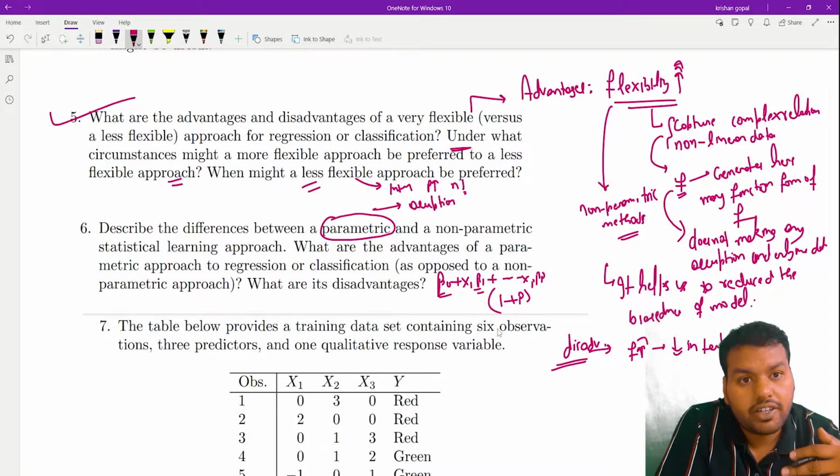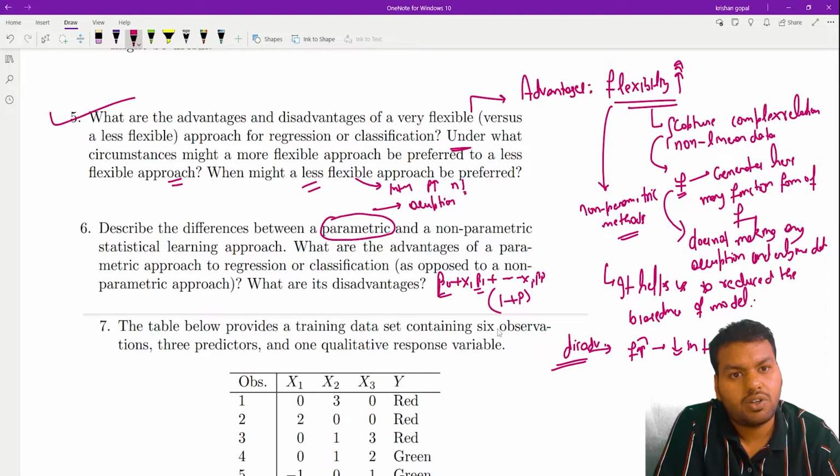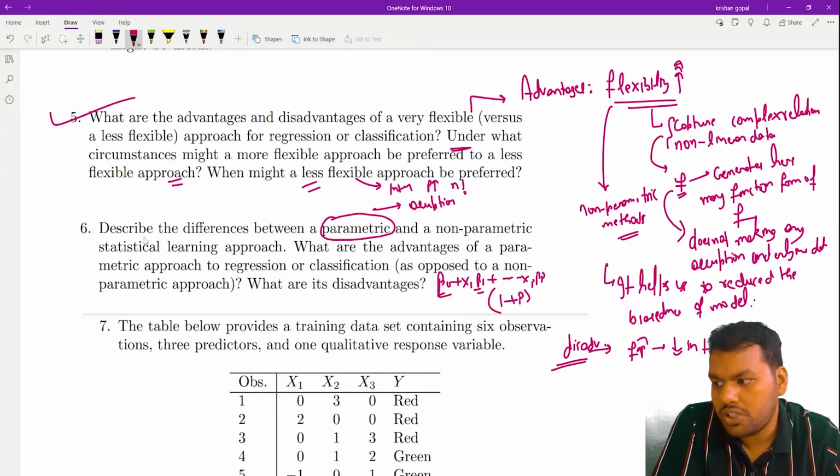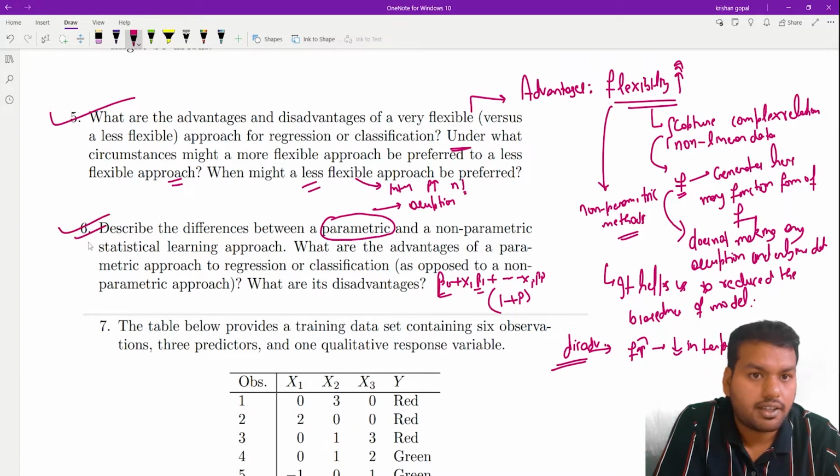What are its disadvantages? This linear form may not exactly be the linear form of the function you are going to estimate in the real world. So this is an important question here, and we can expect this question in some interviews as well.